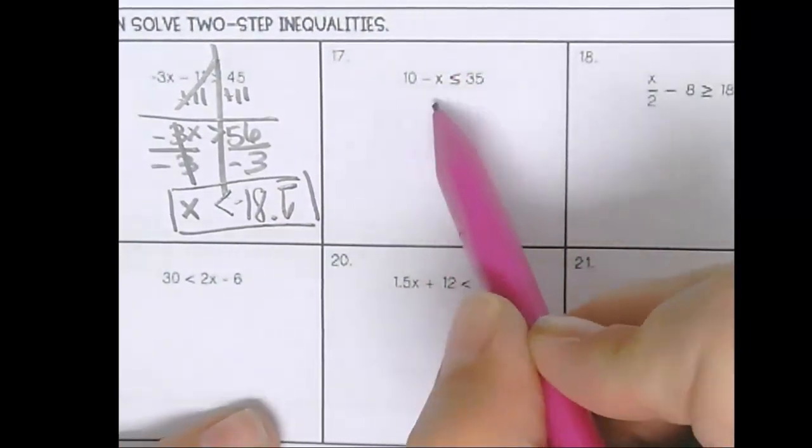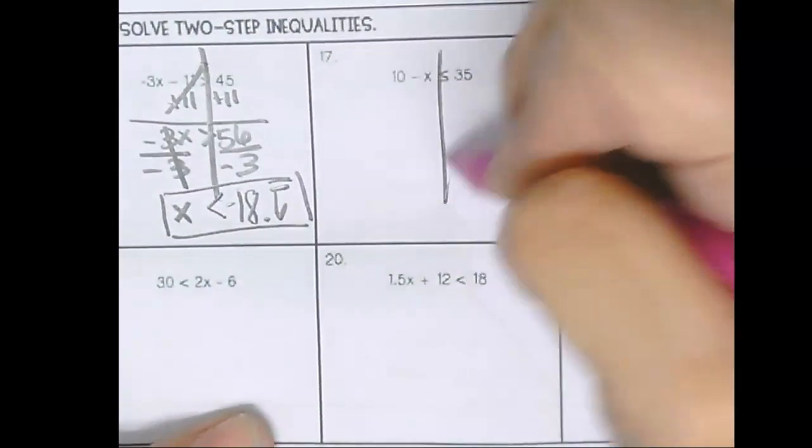So for this one, we have 10 minus x is less than or equal to 35, okay?